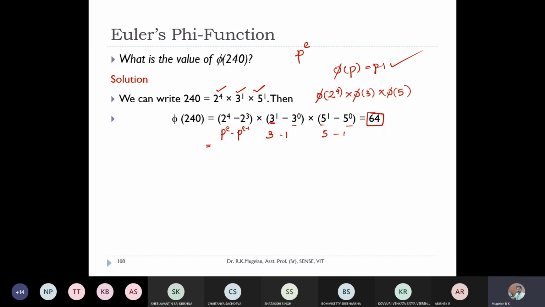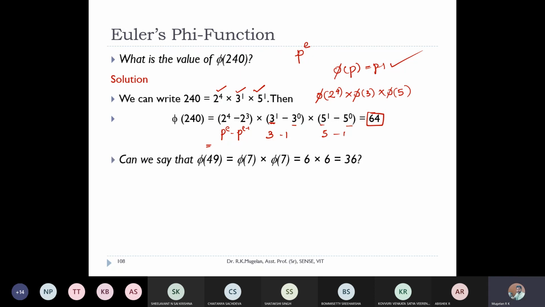So how many of you are clear with the Euler's phi function? Can you raise a hand? Thank you, Vishal. Only one. What about the others? If people have any doubts in this Euler's phi function, you can ask me. Assuming that you are clear, I'm proceeding.